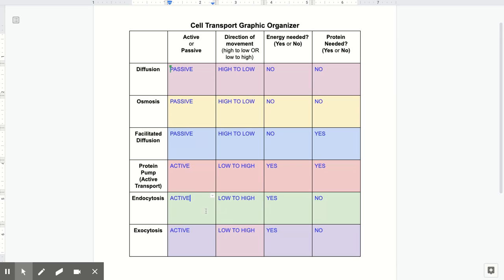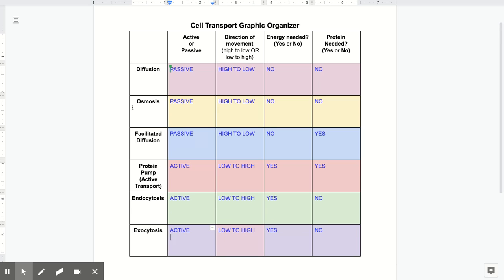Endocytosis is another type of active transport. This involves taking in large quantities of material, but no protein pump is needed for that. Exocytosis is another type of active transport. Molecules are moving from an area of low concentration to high concentration. Typically, wastes are released this way in single-celled organisms. And yes, energy is needed to do that.